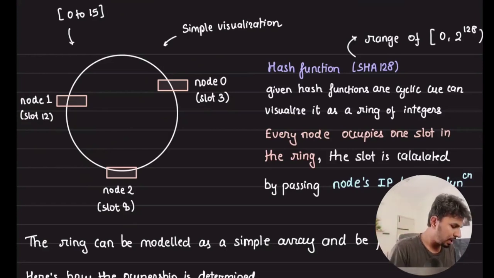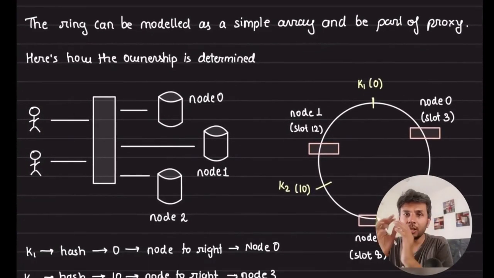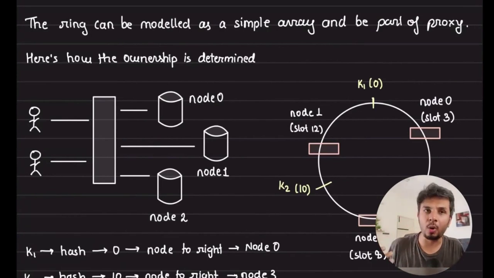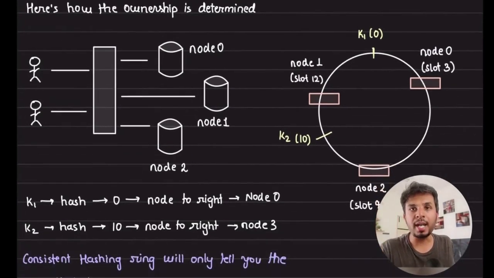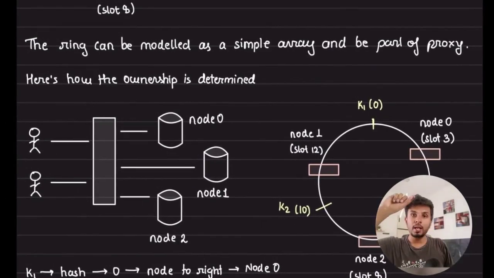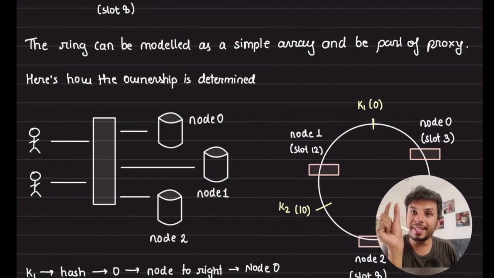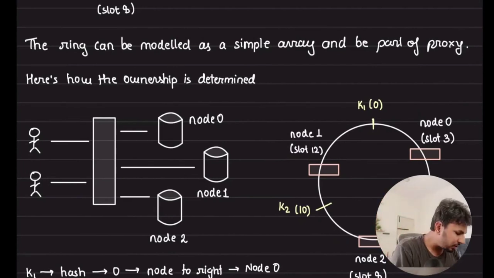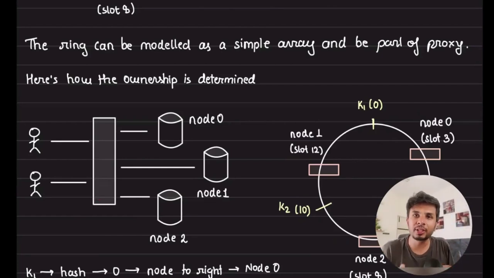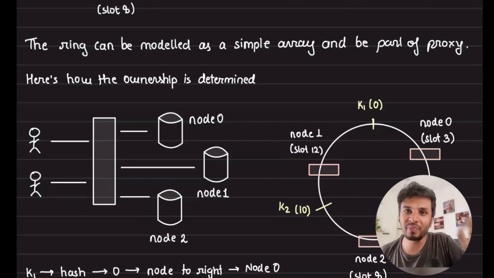So what next? The ring will tell us who owns what, but how? Before that, the array of 3 elements, node 0 and so on, is stored as part of the proxy. It's again just a function call, just like the hash function call SHA-256 mod 3. It's just a function call, not a service. Consistent hashing is not a service. It's a simple function call.